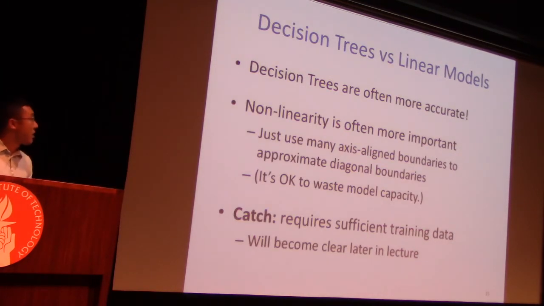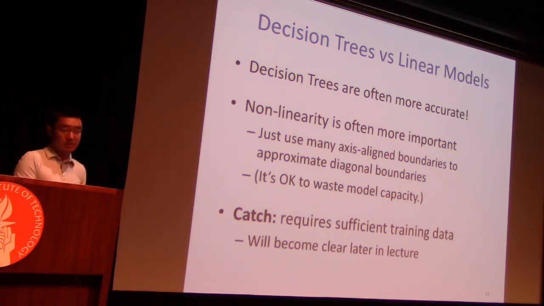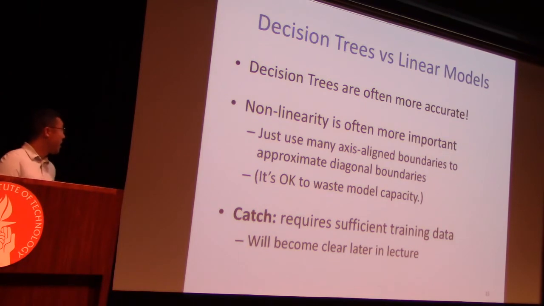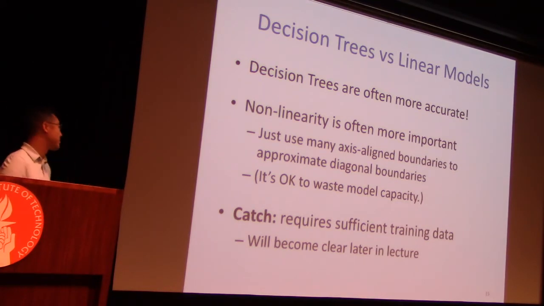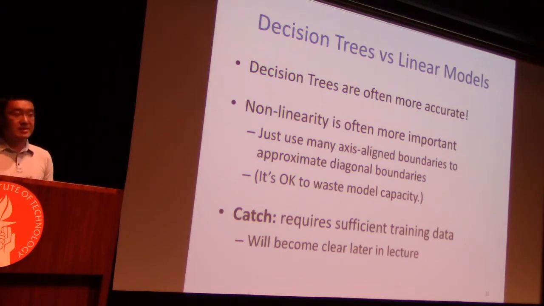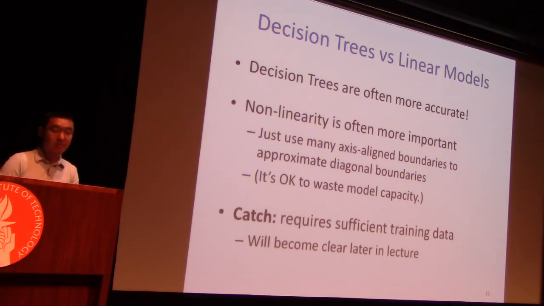So decision trees are often, in fact almost always, more accurate. The nonlinearity is often very important in order to get this high accuracy. You just make a very, very big decision tree. And in some sense, it's okay to waste some model capacity on these really zigzaggy boundaries. The catch, of course, is that for a function class as expressive as decision trees, we require a lot of training data to train them.